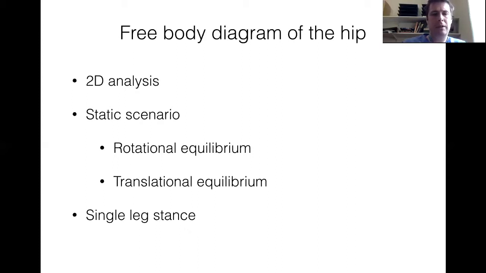We often analyse these free body diagrams in a single leg stance with applying different aspects to it, such as sticks or walking aids or changing the centre of rotation. And we'll go through all of those.